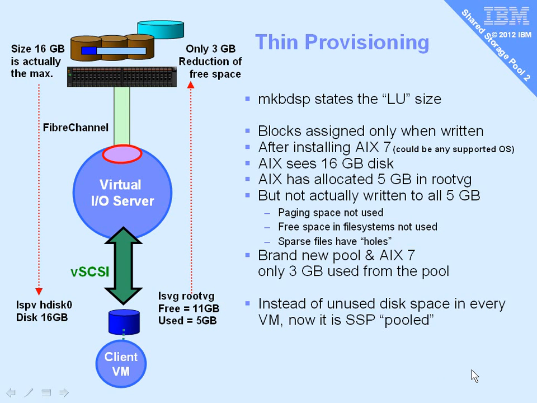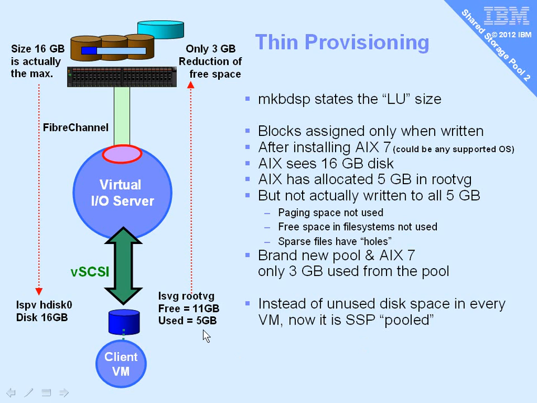Now I ran a little experiment installing AIX7 into a new virtual machine. We allocated the space of 16 gigabytes, not actually there, that's more like the maximum. Then when we did the install, the installer could see that there's one hdisk0 of 16 gigabytes in size. It can't tell what's happening at the back end in the VIOS server. It just looks like a virtual SCSI disk.